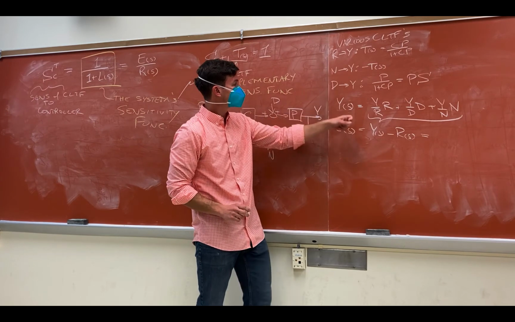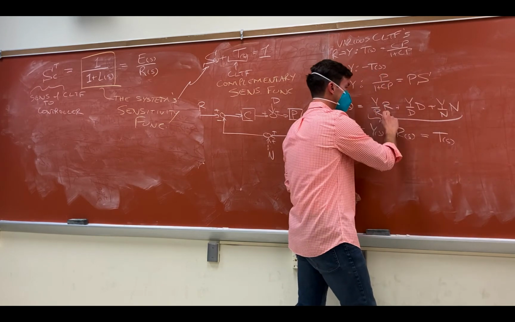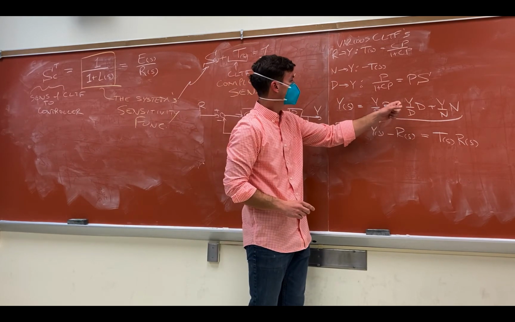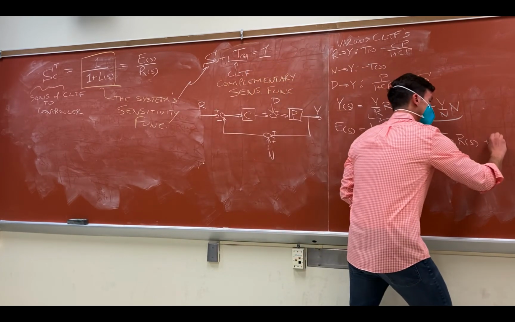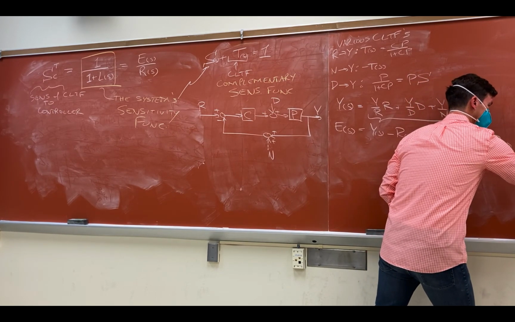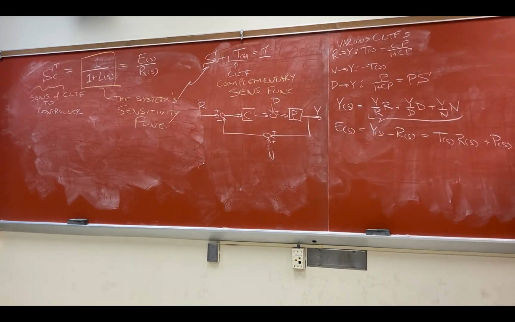Okay, so the first one, the R to Y transfer function, that was the complementary sensitivity function times the reference. The second is the D to Y. That was the T of S times the sensitivity function times the disturbance input. The third is, well, I guess minus now, minus the complementary sensitivity function times the noise process. Minus R. So all of this is Y.